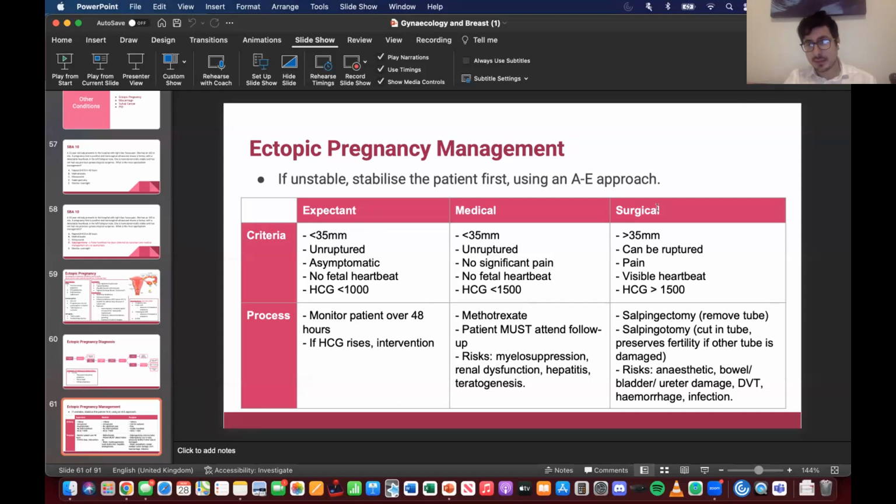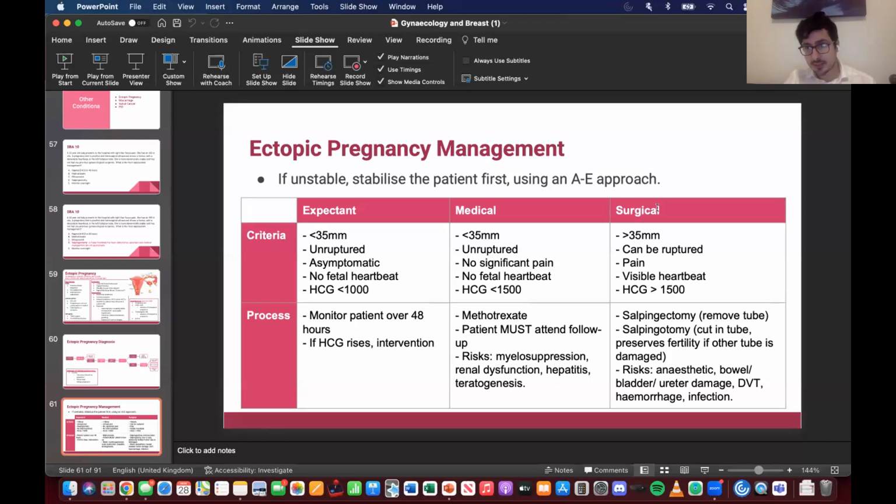Surgical management is dependent on size, if they've ruptured, if there's significant pain, and if there's a visible heartbeat as well as a high HCG. What we want to do first is a salpingectomy, which removes the tube, but because previous ectopic pregnancies are a risk factor for a further ectopic pregnancy, the mother might already have had a salpingectomy. In that case, we want to preserve fertility and do a salpingotomy, in which they simply cut the tube to remove it. And this is in the aim of maintaining fertility.